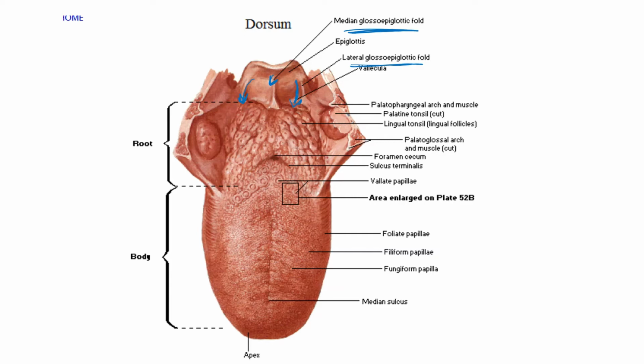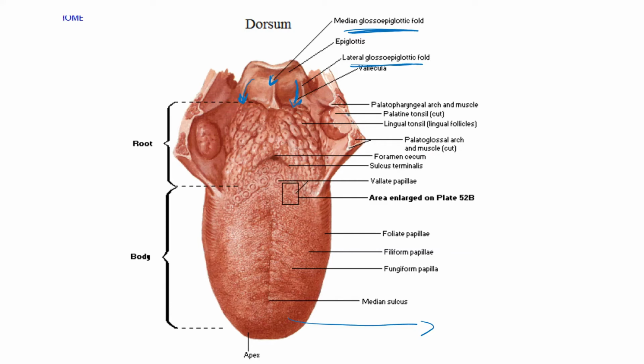Moving on to the dorsal surface, as I have told, the surfaces are two in number. This is the dorsal surface. On the other side lies the inferior surface. This dorsal surface is completely covered by the mucous membrane and it is convex on all the sides, usually pink in color. The mucous membrane along the dorsal surface is lined by stratified squamous non-keratinized epithelium.